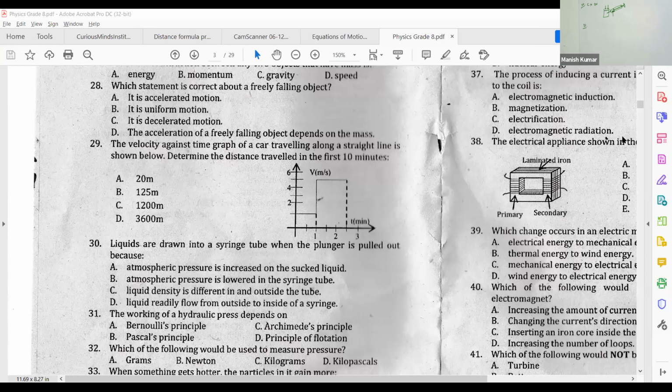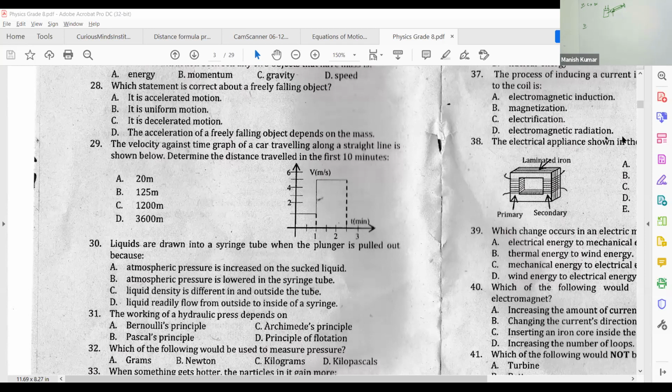Okay, so B is the correct answer for the 31st question. B is the right answer, the Pascal principle. So the hydraulic press is based on that logic, that principle. I'm not going into the details of the principle, but it's based on that principle. All right, let's do the 32nd question.